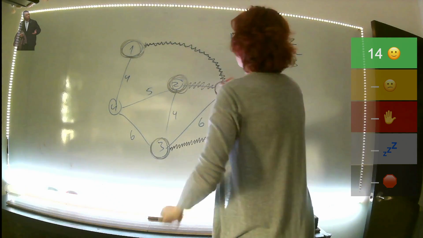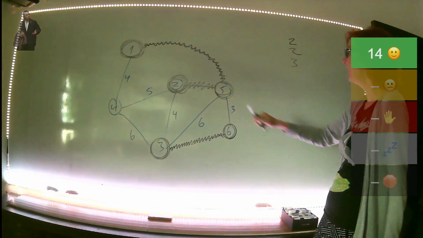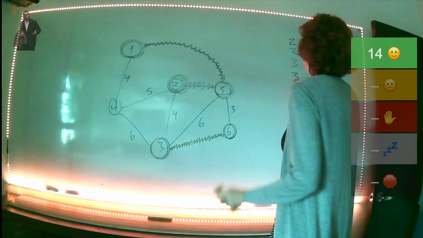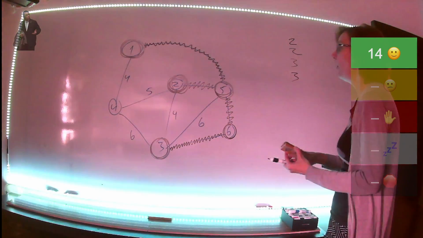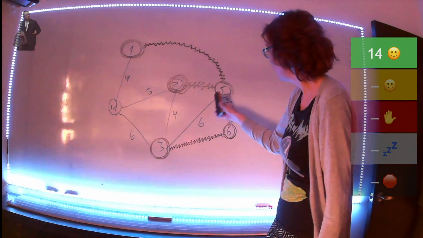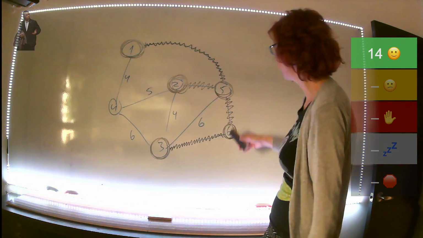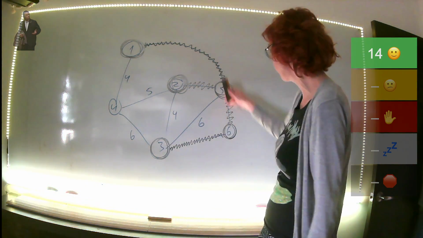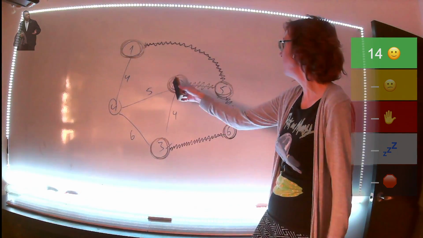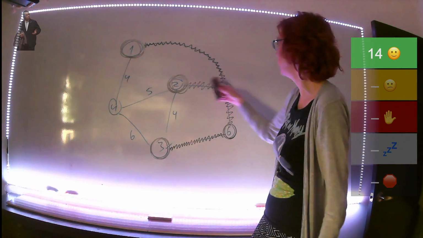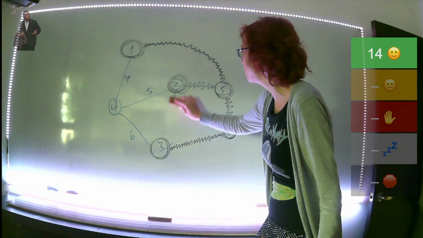Now I only have one that costs 3 that's available. So we're going to pay 3 and we're going to connect this. Now I can see that this pipe here, this is also redundant because 3 and 5, they're already connected through 6. So this edge will never be used. Similarly, 2 and 3 are already connected through here, so this edge will never be used.